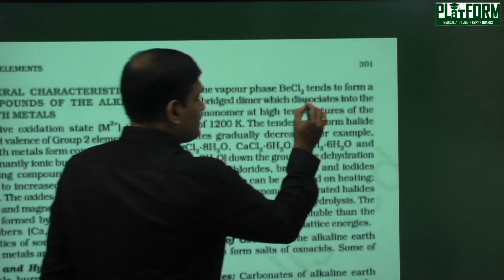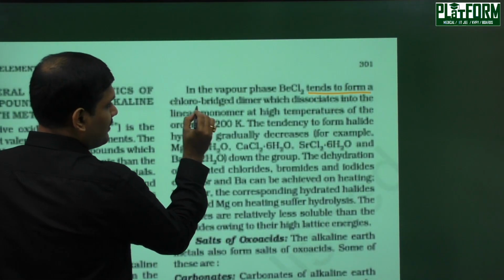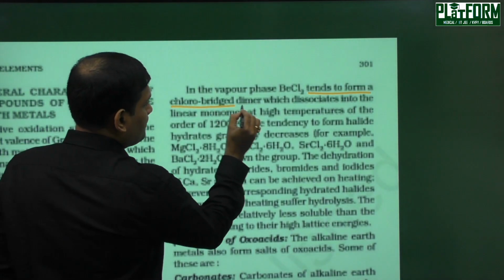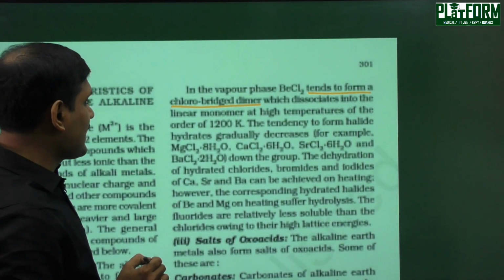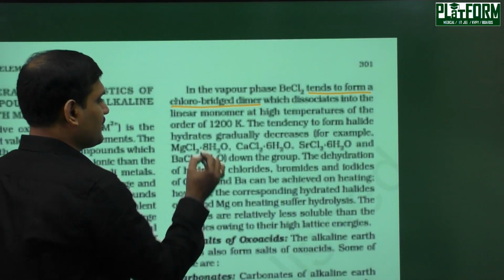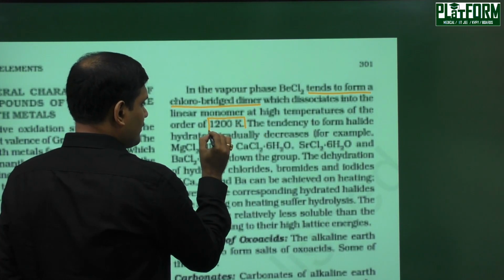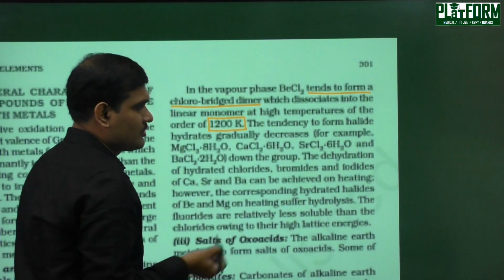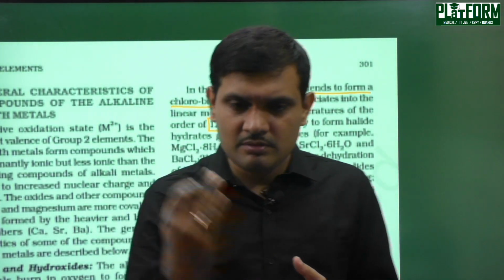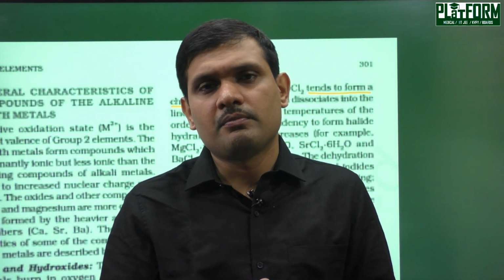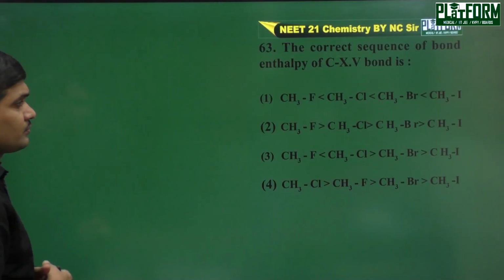In vapor phase BeCl2 tends to form a dimer, a chloro-bridged dimer. It will exist as a chloro-bridged dimer. If we increase the temperature above 1200 Kelvin, it may exist as a monomer. Okay, it is a directly stamped question from NCERT text. Let's move to the next question.